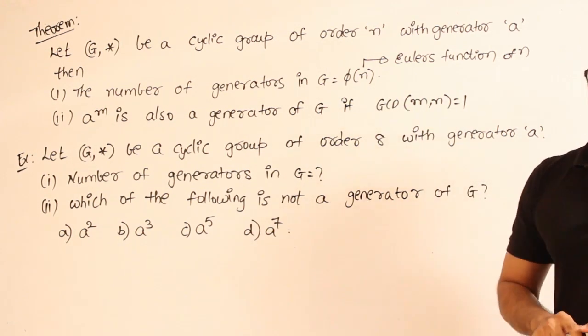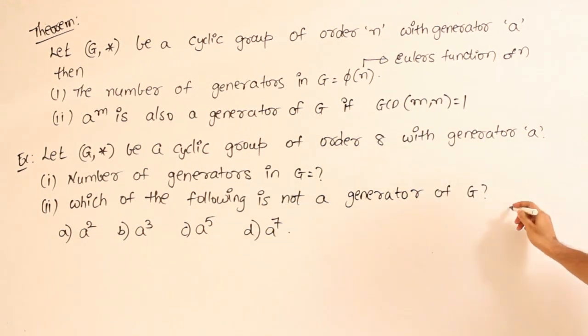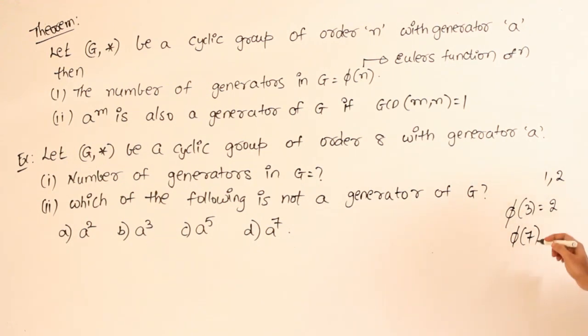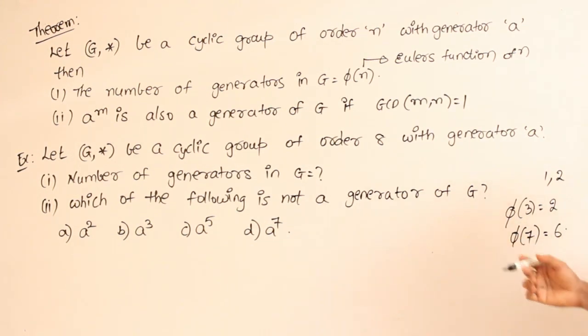For example, I think we have already discussed it, right? So what is phi of 3? The positive integers less than 3 which are relatively prime to 3 are 1 and 2. Therefore phi of 3 is 2. What about phi of 7? The number of integers less than 7 which are relatively prime to 7. Since 7 is a prime number, all the positive integers less than 7 will be relatively prime to it, which means it will be 6: 1, 2, 3, 4, 5, 6.